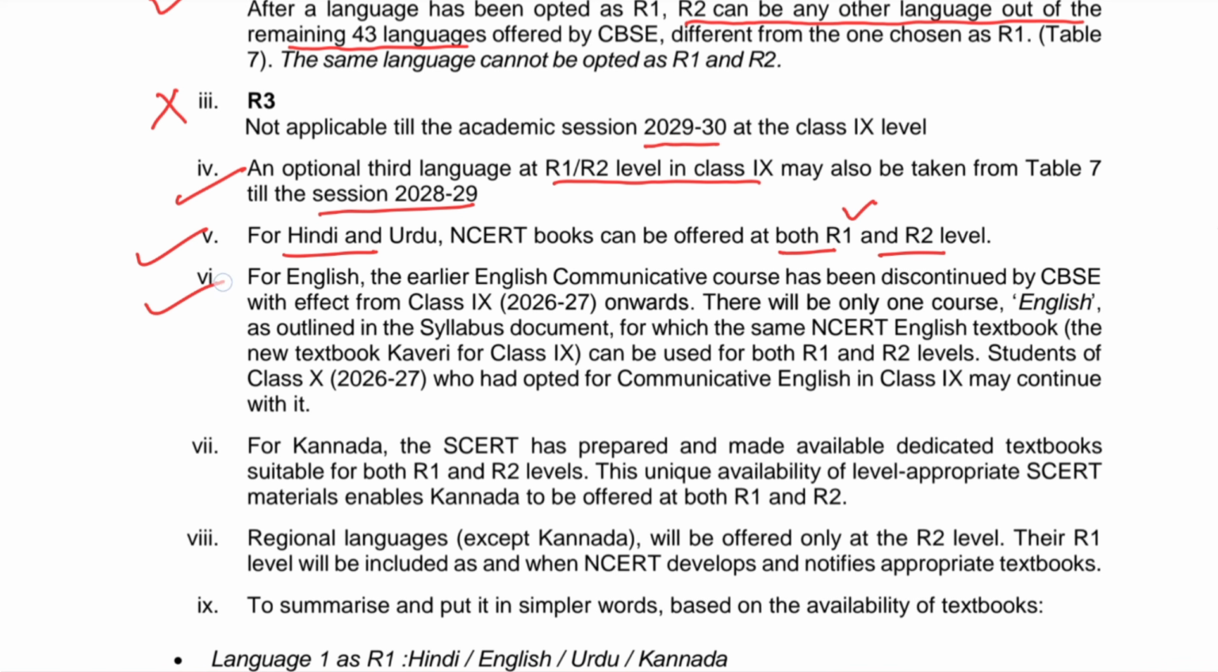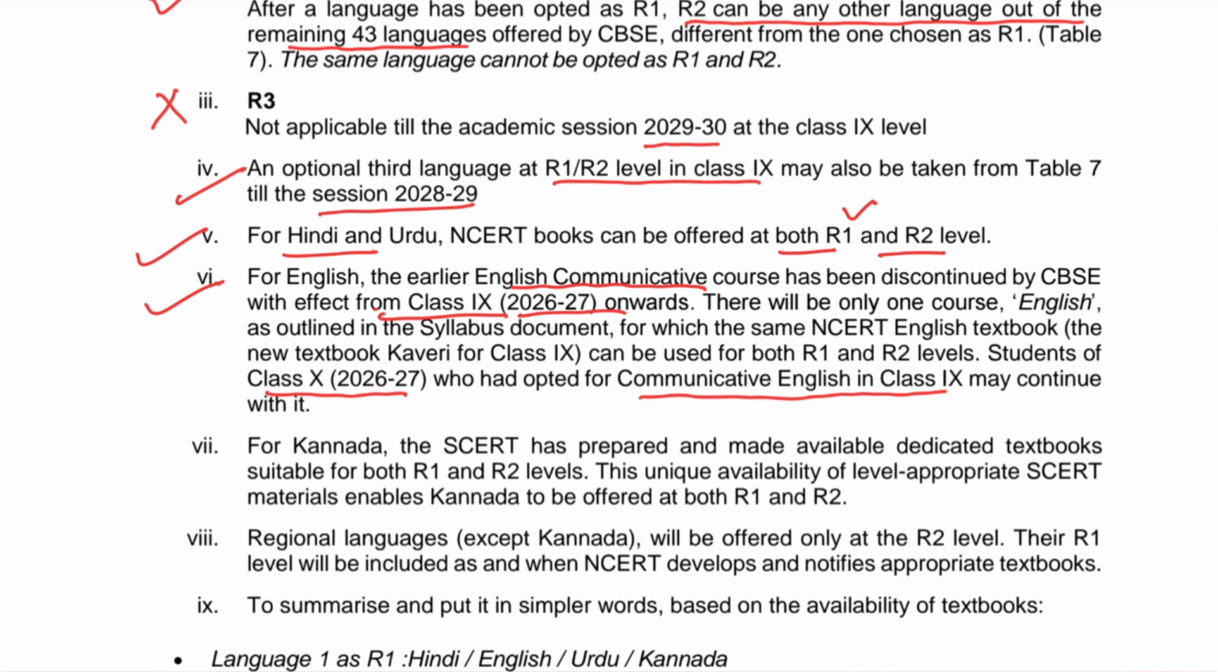And same way for English. English Communicative for class 9 is discontinued from this year onward. From this year onward, there is no English Communicative. But present class 10th students who have opted for Communicative English in class 9, they will continue for this year. For them, the board exam will be there.